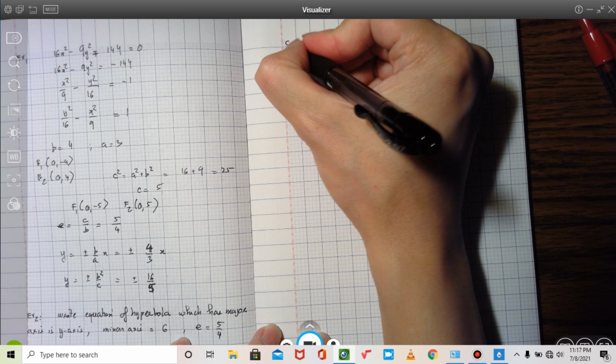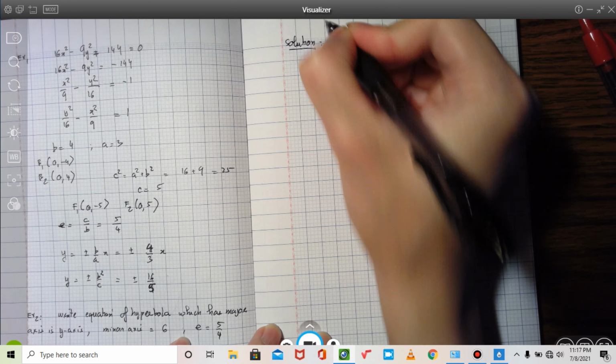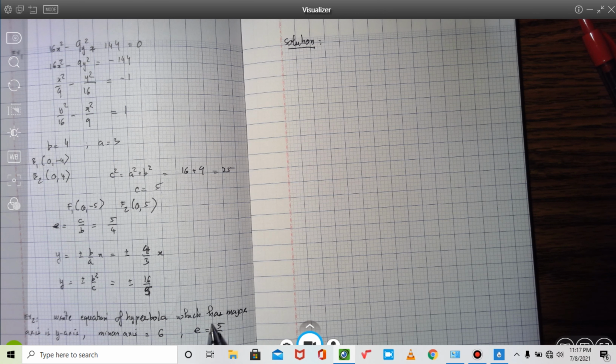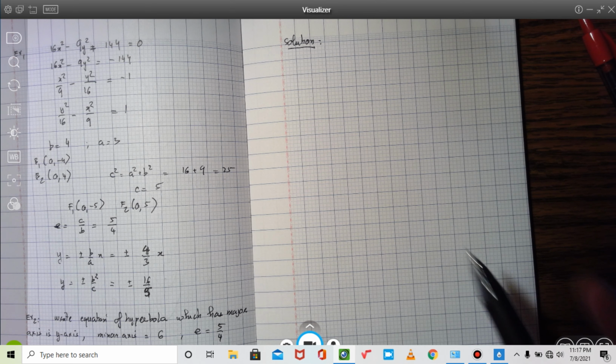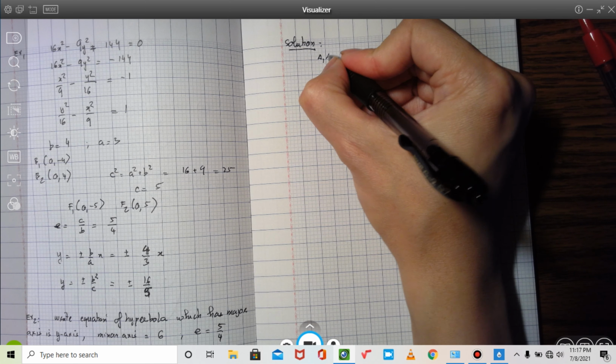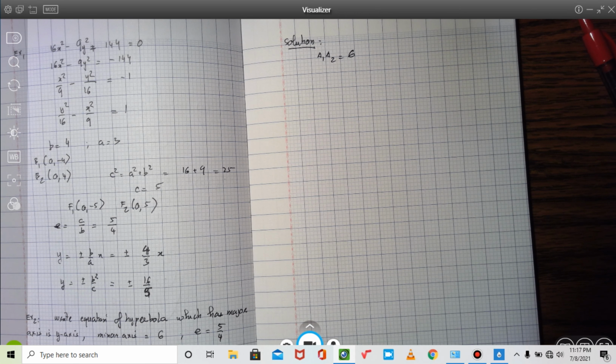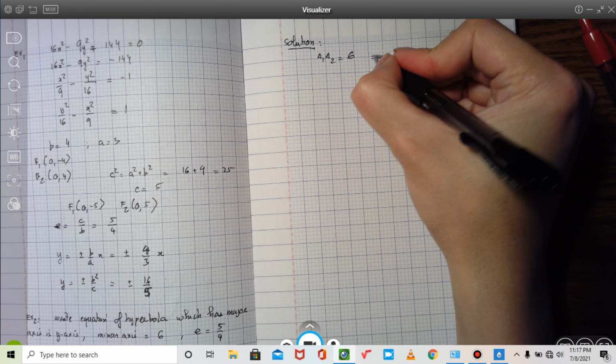Solution. So they say that this hyperbola has major axis on the y-axis. It means that we have a vertical hyperbola, right? The information in the question tells you, and you can use that to determine if it is a vertical hyperbola or horizontal hyperbola. They also give you minor axis equals 6. It means that 2a equals 6, so you can get a equal 3.